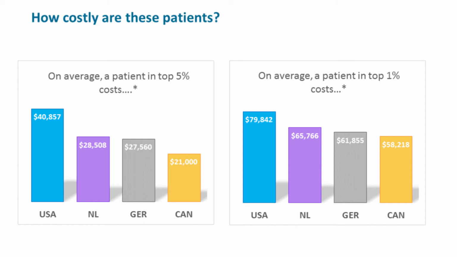And there we see that high-cost patients in the top 5% are about 40 to 100% more expensive than high-cost patients in the Netherlands, Germany, and Canada, with an average patient costing about $40,000 in the USA and $20,000 in Canada. And in the top 1%, we see the same picture, just that those patients are on average about twice as expensive.